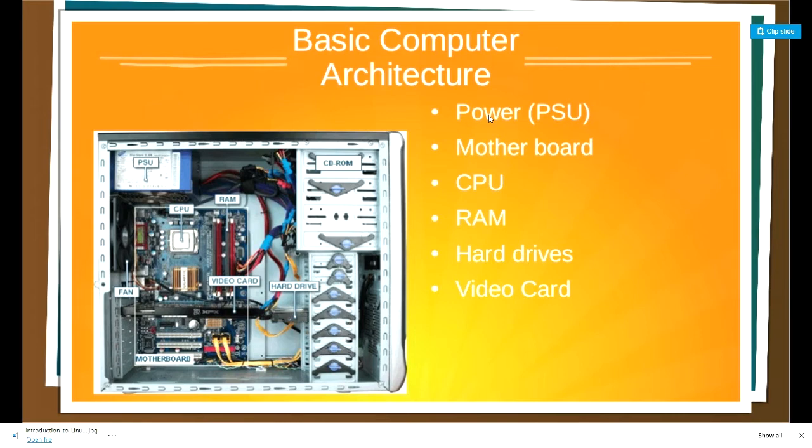So, let's take this computer as an example. When you see a computer, mostly you can see its architectural layout. It has a power supply, or the PSU, a motherboard, a CPU, RAM, hard drive, and video card.